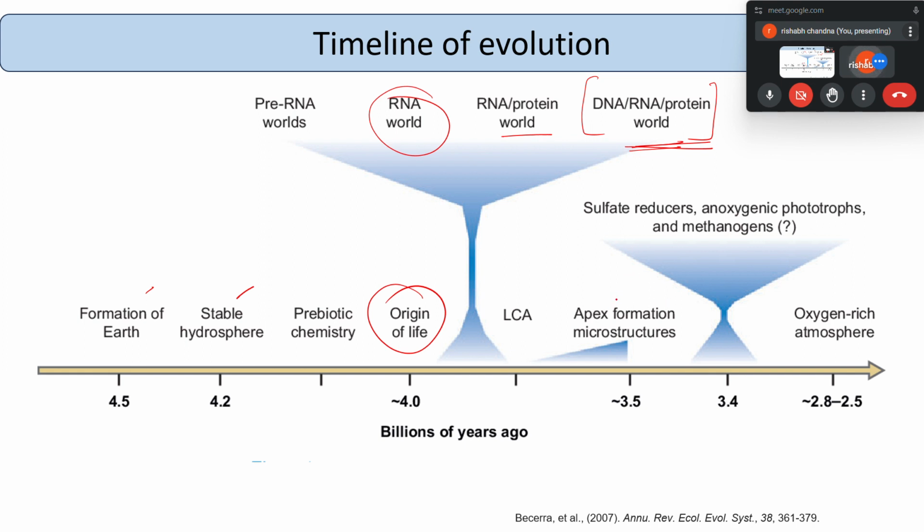Then we have the origin of different cells, different organisms, depending upon the reducing environment of the earth. And later we had the oxygen-rich atmosphere, after which the evolution of eukaryotes happened. So these all belong to the archaea and prokaryotes group.